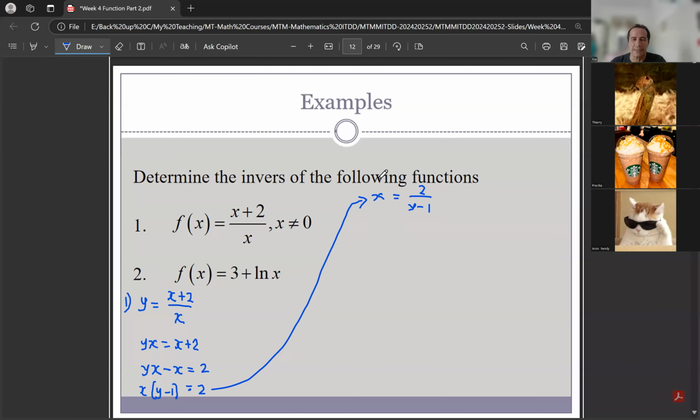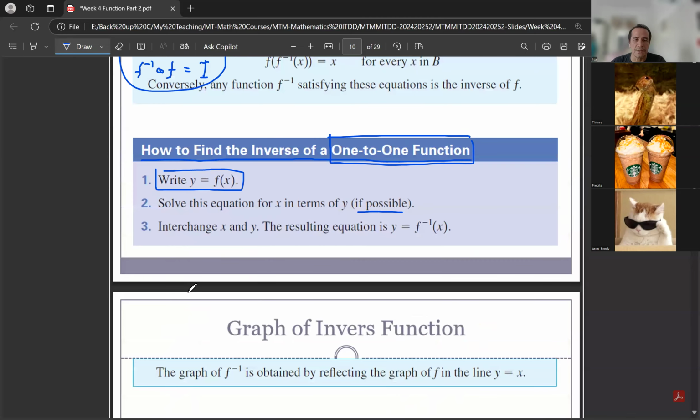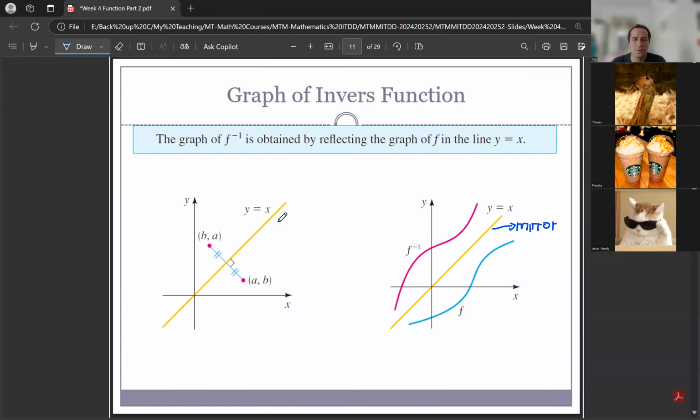Yeah, this is the end of step 2. Sorry, not yet. Okay, this is the end of step 2.